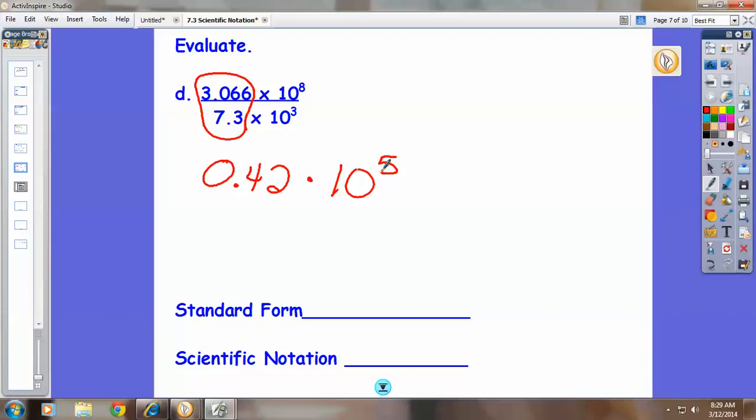So let's change this to standard form. Our exponent is 5, a positive number, so we want to make our answer really big. What direction will I move my decimal to make it big? To the right. 1, 2, and then how many zeros will I add after the 2? 3. Very good.